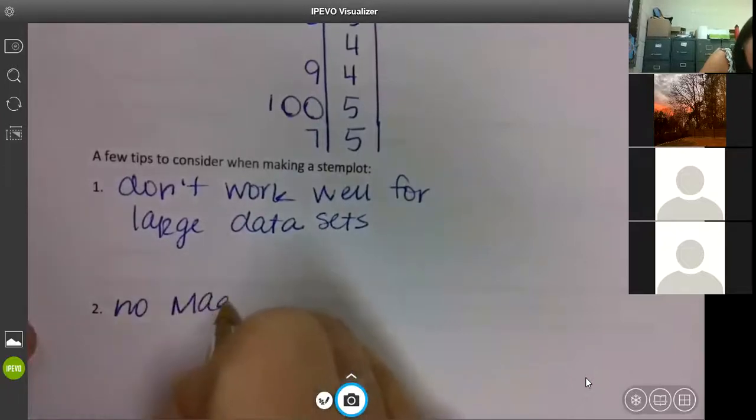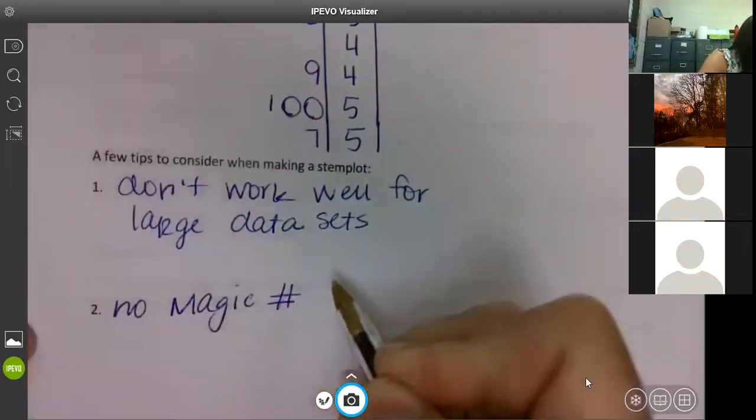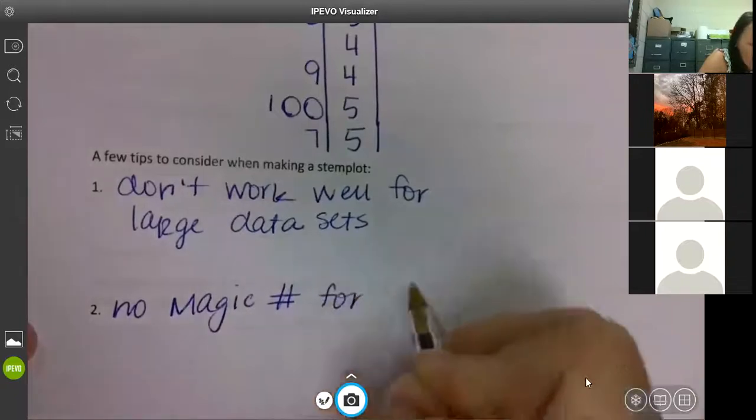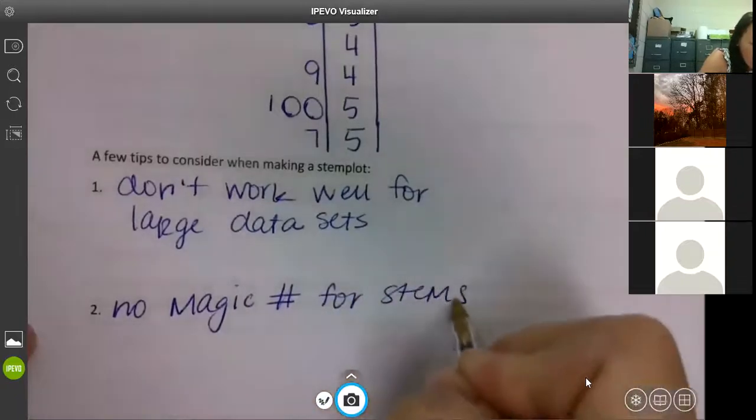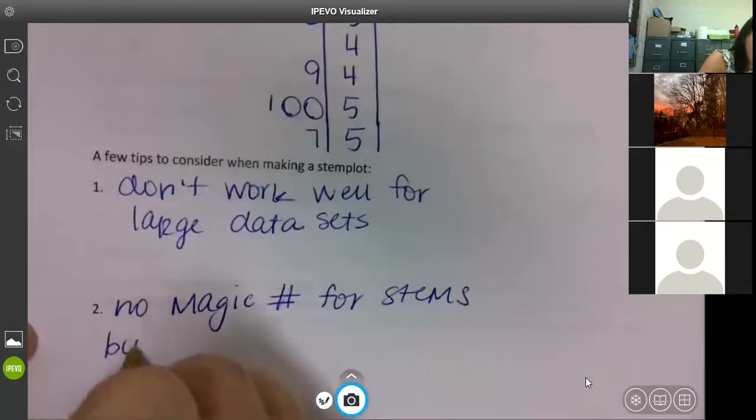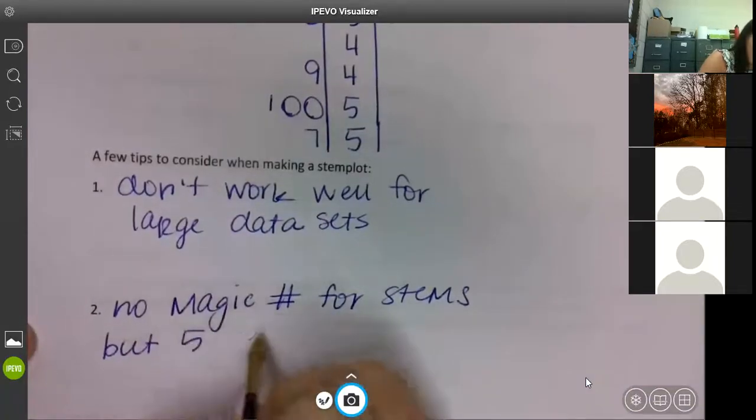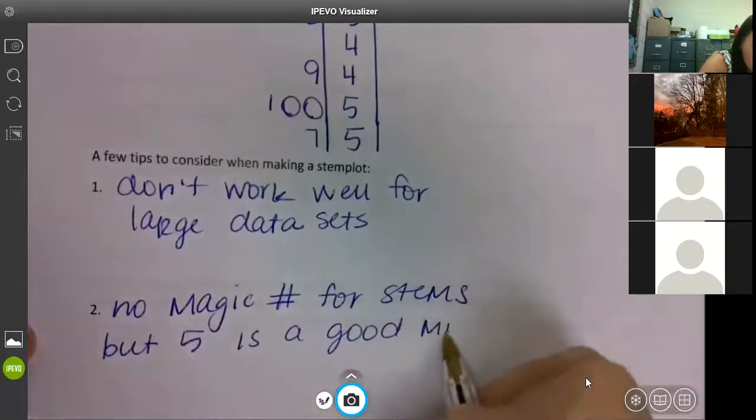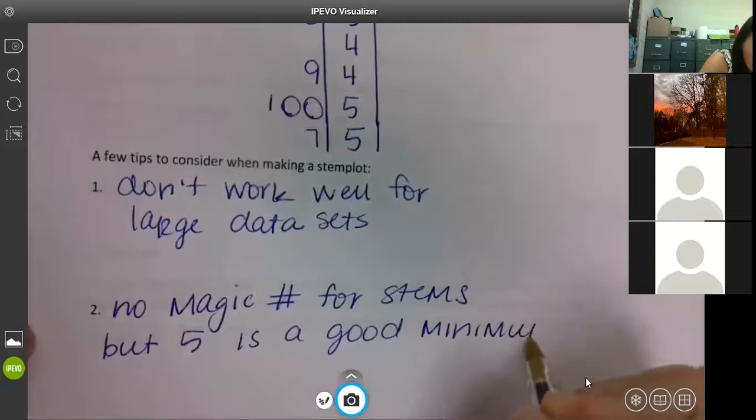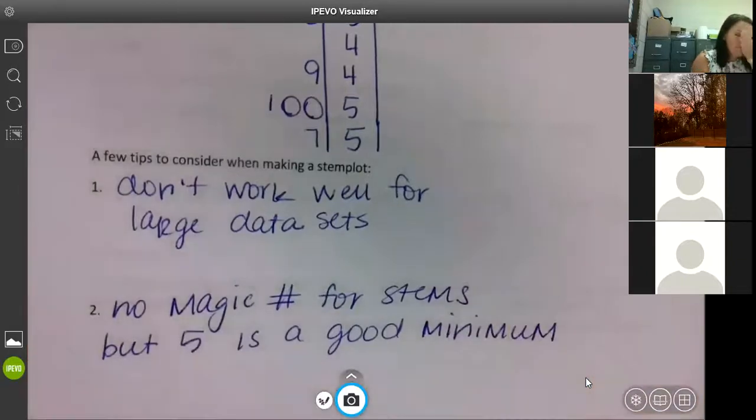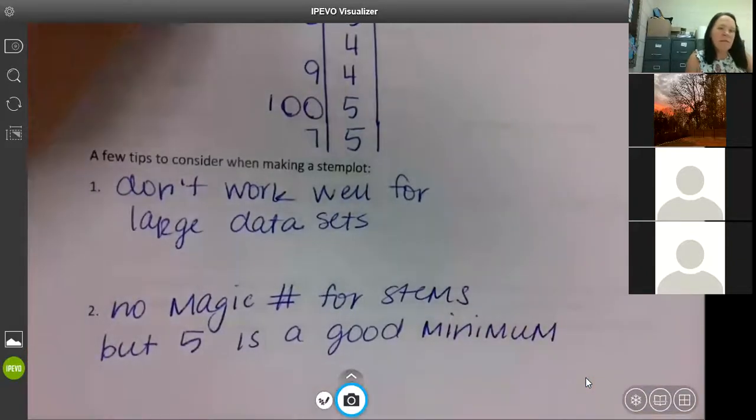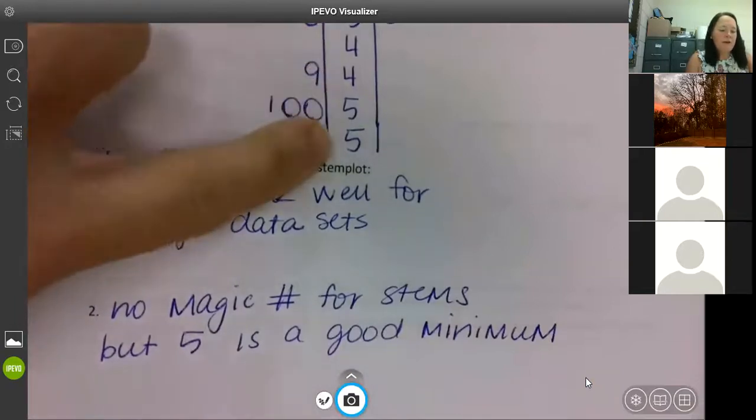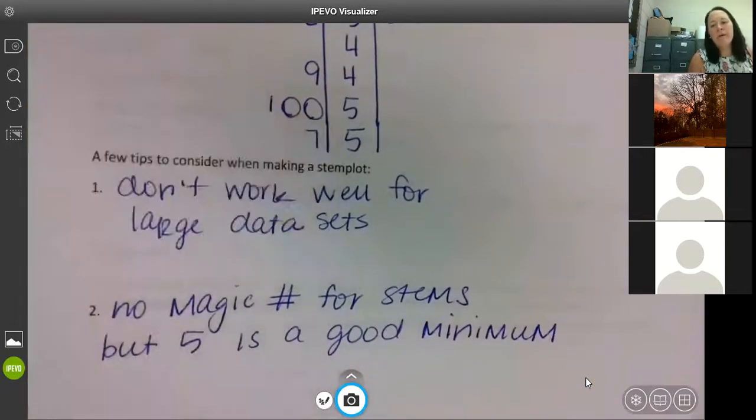There's no magic number for stems, but 5 is a good minimum. So the stem part is what's in this column put together. So 5 is a good minimum. Now on the boys, we only had 4 because we only had four numbers there.